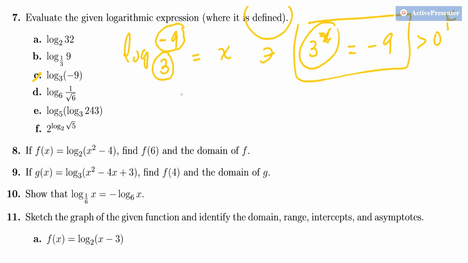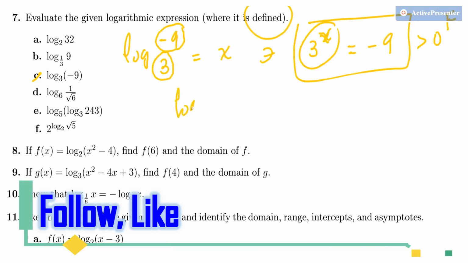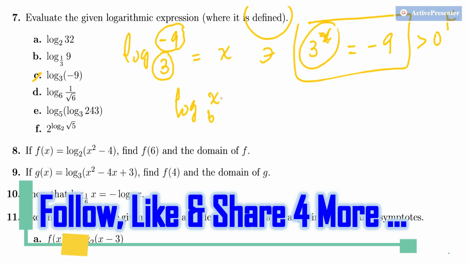For minus 9, it is not defined because for the logarithm of x to the base b, x must always be greater than 0.